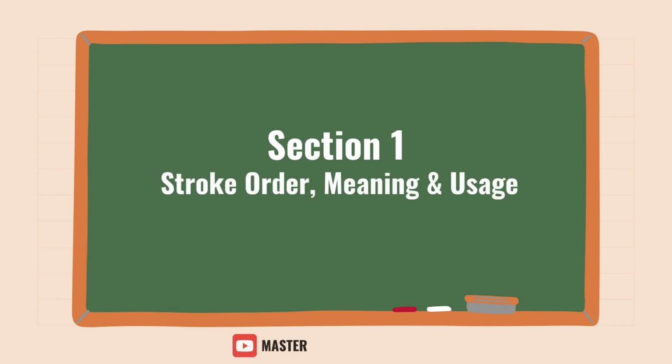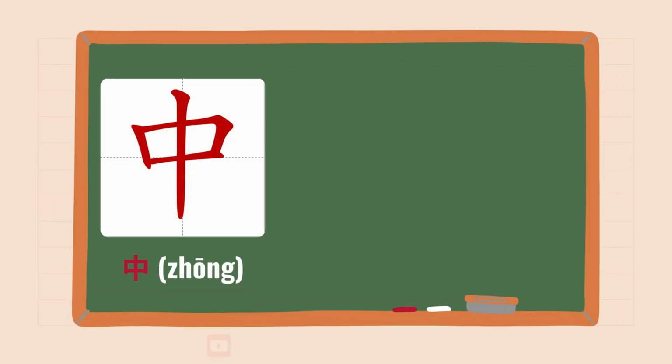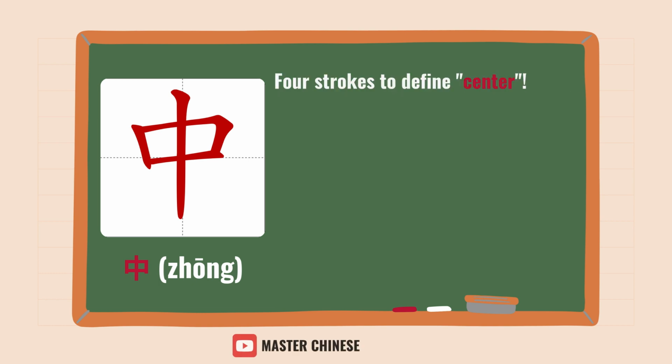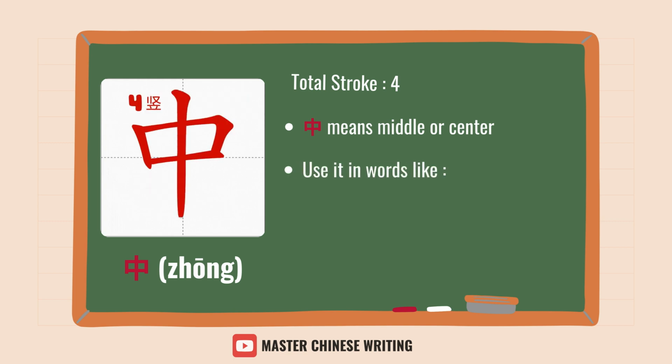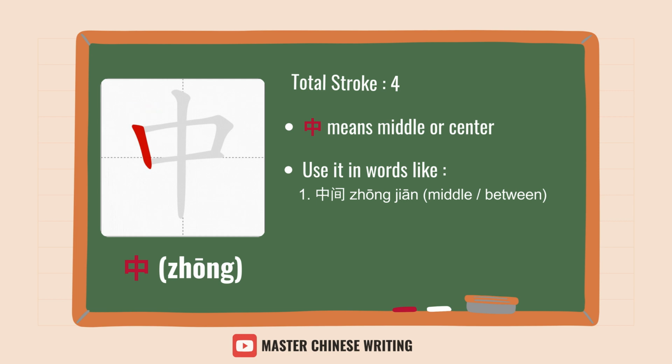Section 1. Stroke order, meaning and usage. 中: four strokes to define center. 竖横折横竖. 中 means middle or center. Use it in words like 中间, middle or between, or 中心, center or core.